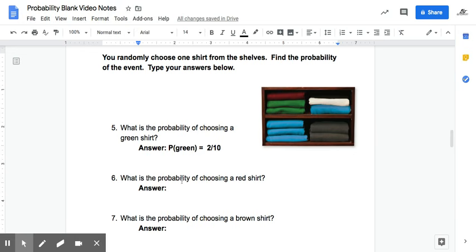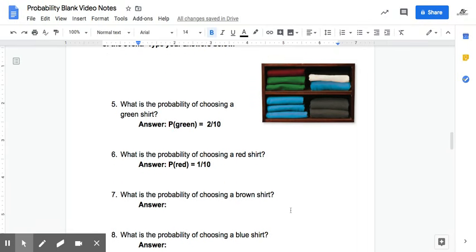All right, number 2, we want to find the probability of choosing a red shirt. I'm looking at my same shelf here. My denominator is staying the same because I have a total of 10 shirts. I just have to determine my numerator, the number of favorable outcomes, meaning how many red shirts are there? There's only one red shirt. So my numerator is 1 and my denominator is 10. So my probability of choosing a red shirt is 1/10.